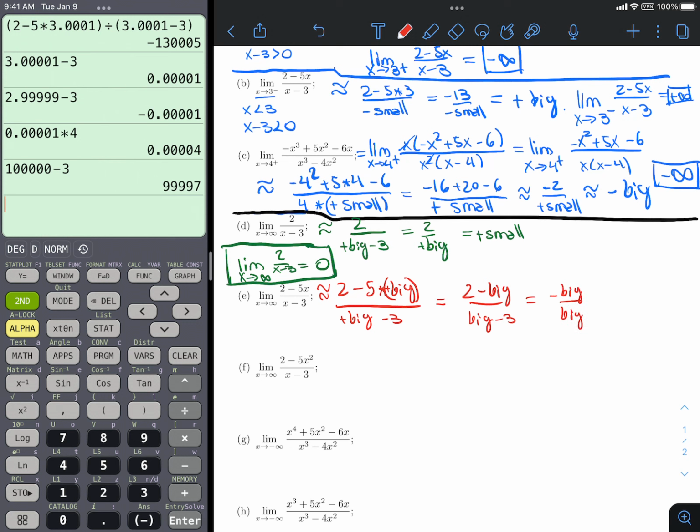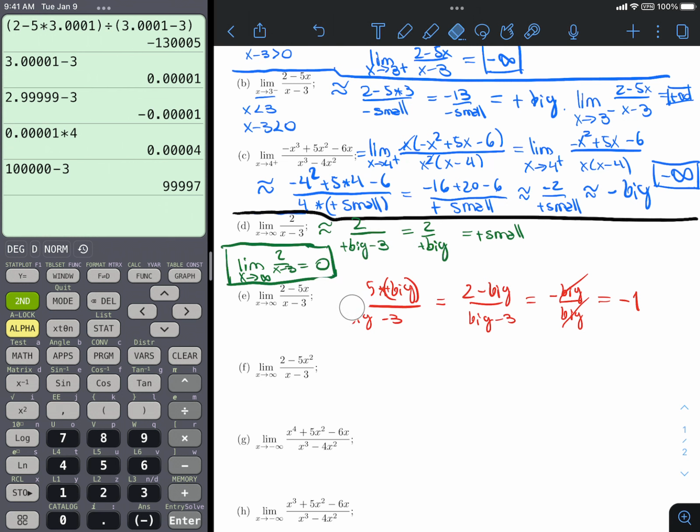And what do we do now, right? We don't know whether the two big things are equal or not. And that's our problem. So we are in kind of a pickle there. If the two things were equal, we could cancel them out to get a -1. But we don't know if they're equal. In fact, they're probably not equal. So how do we do that?